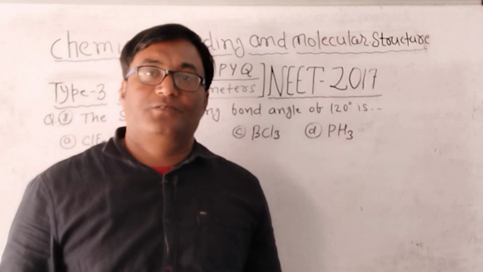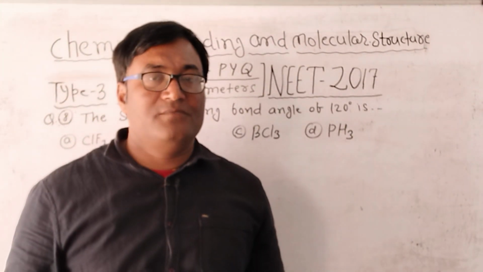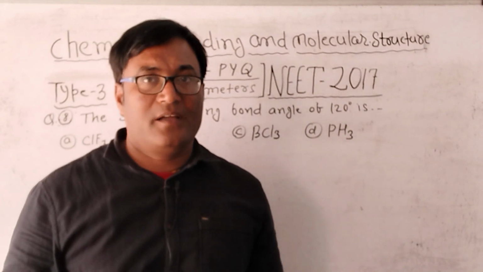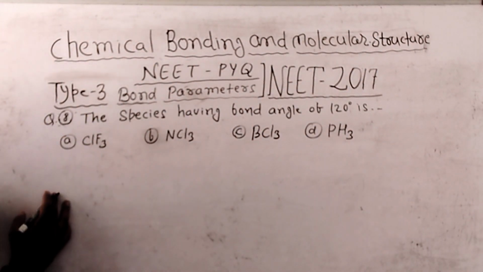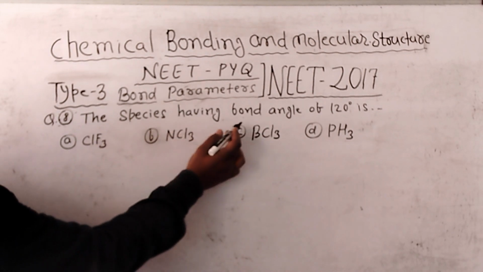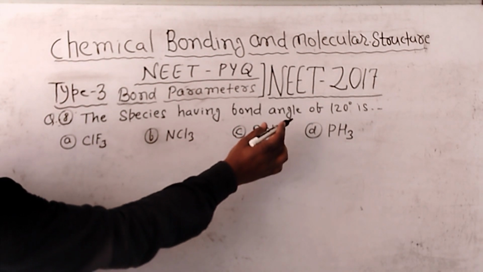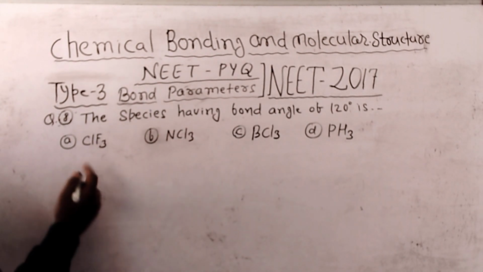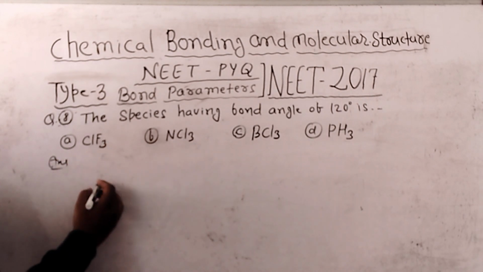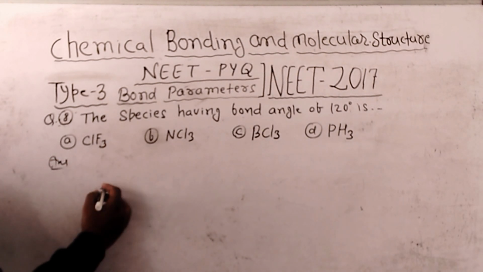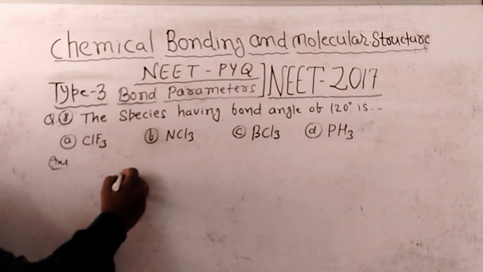This question is question number 8. This question is based on calculation of bond angle and hybridization. According to question number 8, the species having bond angle 120 degree. According to the question and given options, we can initially draw a structure of ClF3.